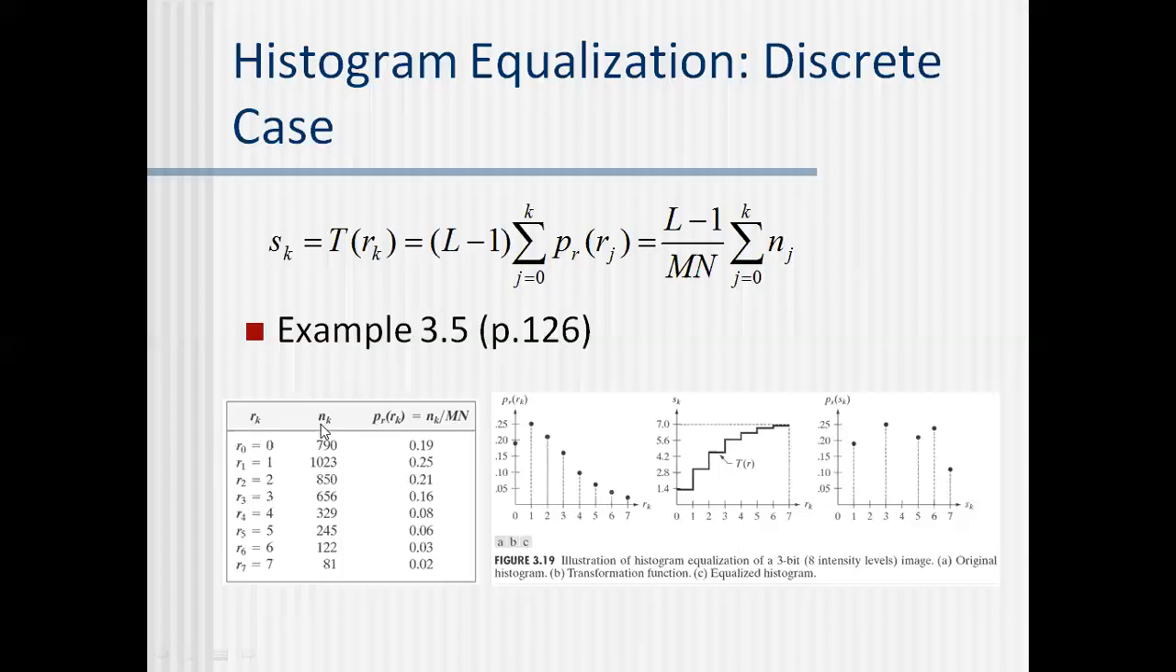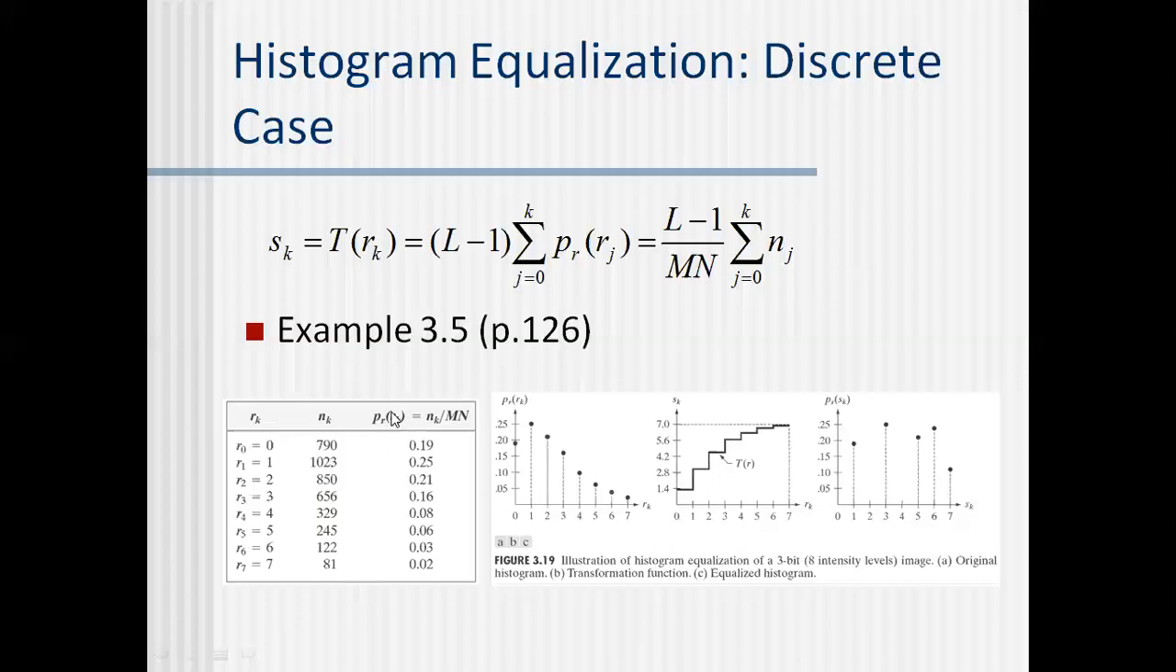So NK means the total number of pixels at each gray level. With the 0th gray level it is 790, so 790 pixels in that image have the gray level 0. 1023 pixels in that image have the gray level 1. 850 pixels in that image have the gray level 2. And subsequently like this. Now its probability function.